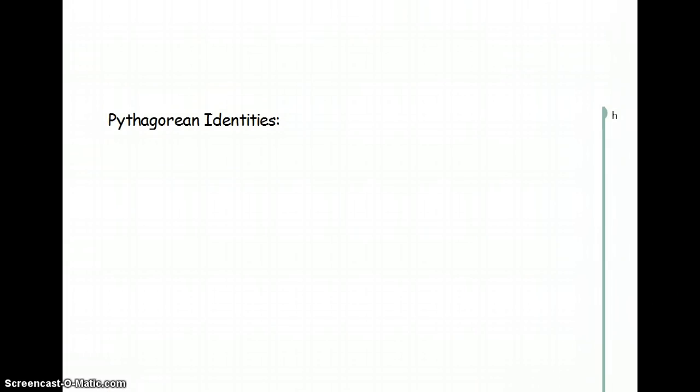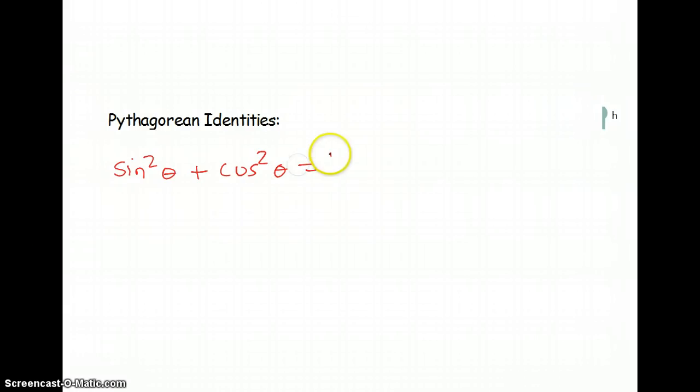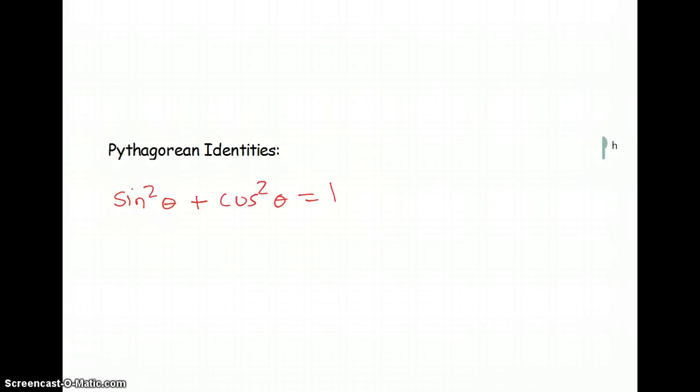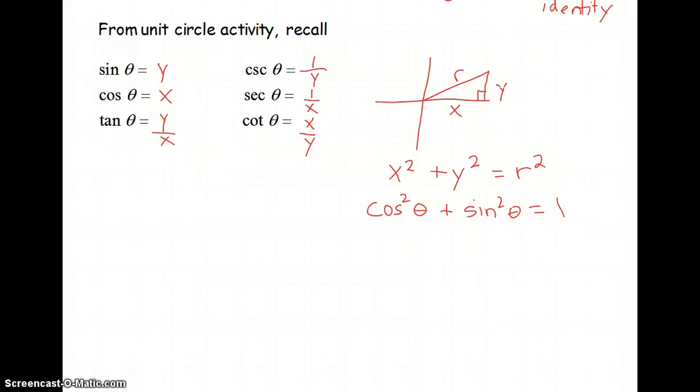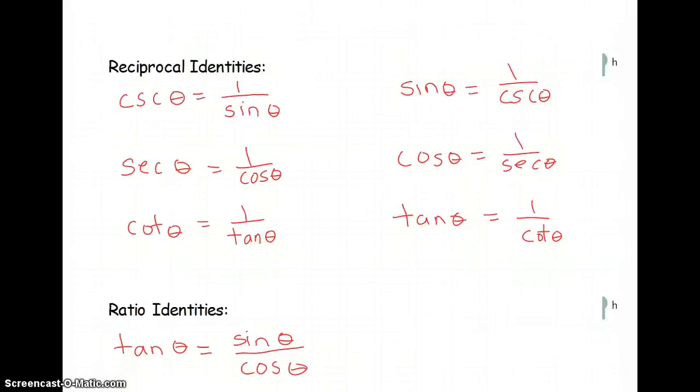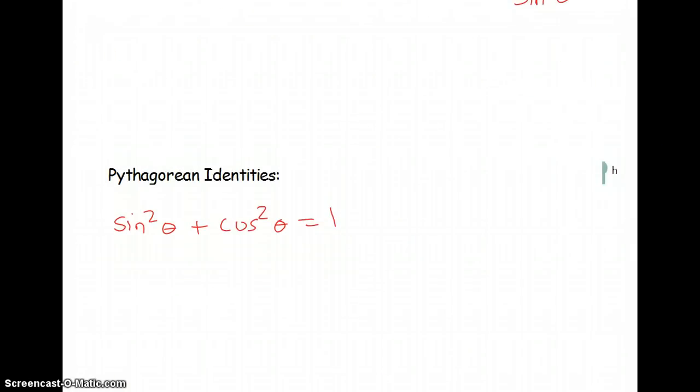Pythagorean theorem. Okay, we just said a few minutes ago, and I'm going to change the order of this just because I like it this way better. Sine squared of theta plus cosine squared of theta equals 1. Remember, I just showed you up here a minute ago how we got that. Okay, we just replaced our Pythagorean theorem with our cosine and our sine, but I changed the order of it.